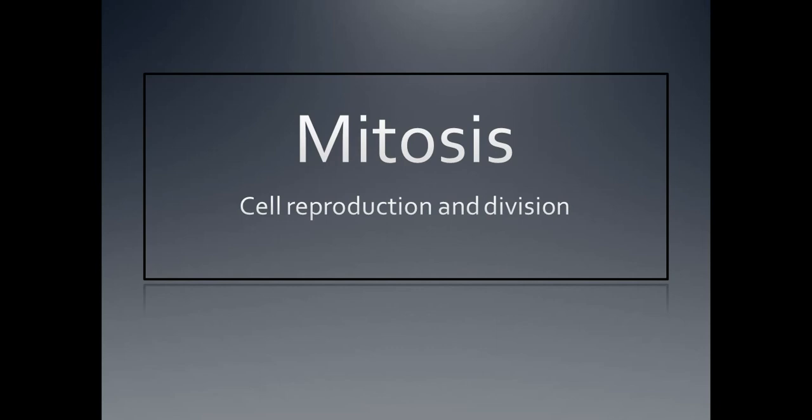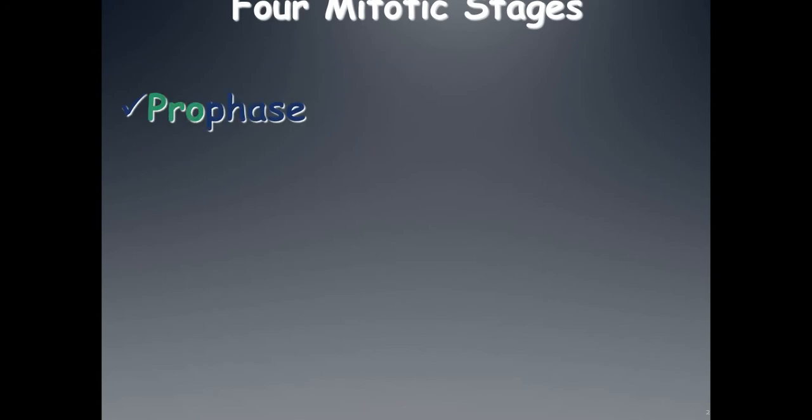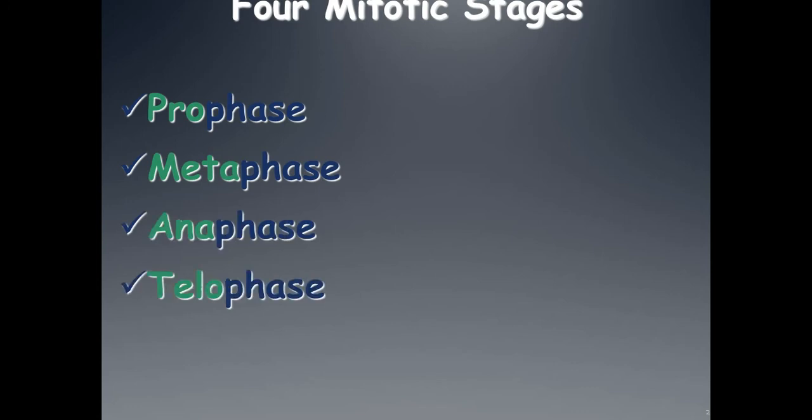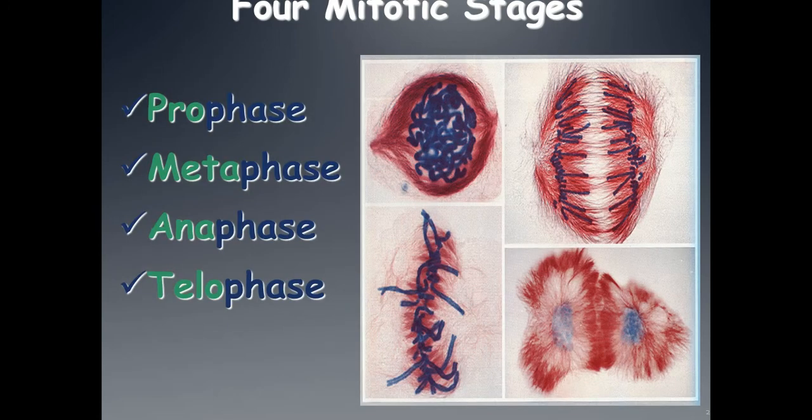Mitosis, again, is cell reproduction and division. There are 4 mitotic stages. The first is called prophase, next is metaphase, then anaphase, then telophase. And here you can see those 4 stages. This one is prophase, this one is metaphase, anaphase, and telophase.